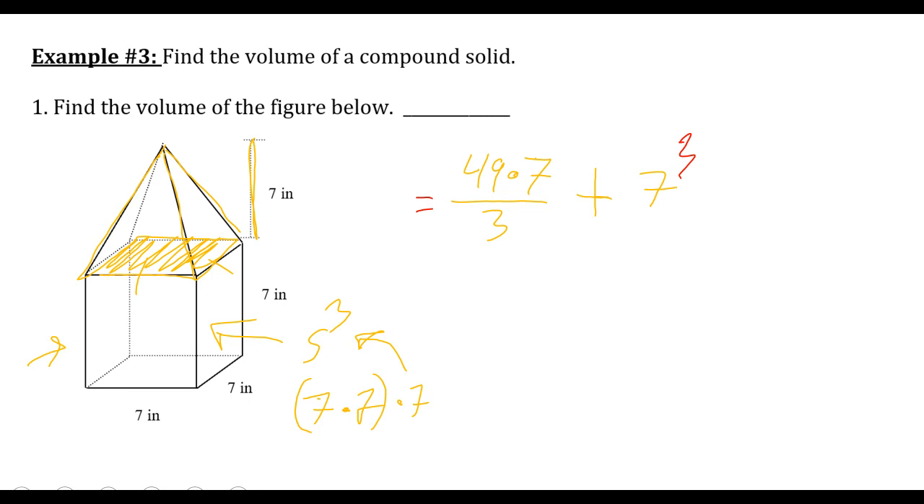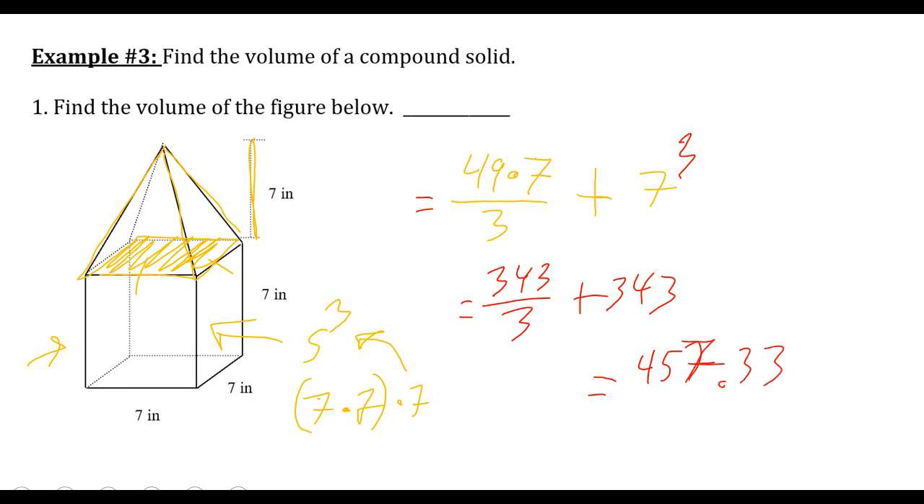So now we just punch all this in the calculator. The 7 cubed should be 343. Then 343 divided by 3. Great. I got a final answer of 7.33 inches cubed. Yeah, they're both inclusive of the volume, so we add them together.